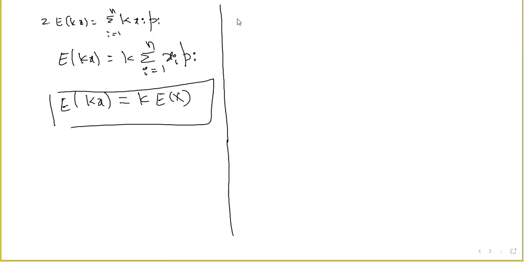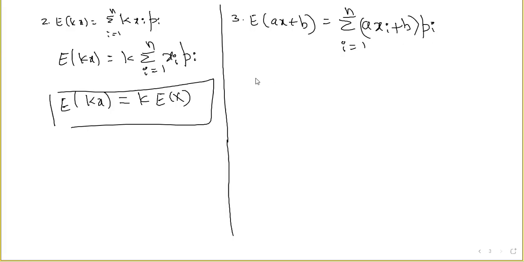Now, third one, what we have third one? Expected value of ax plus b. Same, first apply the definition, that is summation i running from 1 to n. Instead of x, what we have here? a x plus b. So a x, right? So we are taking ith variable, i running from 1 to n. So it is a xi plus b, right? Into pi. Clear? Is it clear how we consider?